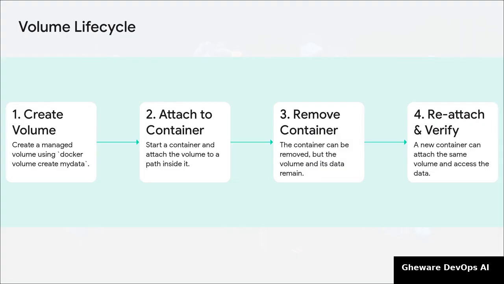The real beauty of a volume is that it has a life of its own, totally independent of any container. So first, you create a volume, we'll call it My Data. Then you start a container, say a MySQL database, and you attach that volume to the exact folder where MySQL keeps its data. Now here's the magic trick. You can stop and completely delete that database container. But your My Data volume, it's perfectly safe, just hanging out, managed by Docker. Then you can fire up a brand new container, reattach that same volume, and boom, all your data is right back where you left it.